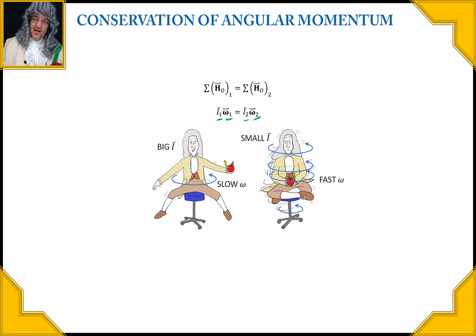So that they're applying their angular impulse, and they're getting themselves to spin with their arms wide out. Right there. As soon as they pull their arms in, they start to spin really fast. And that's the conservation of angular momentum.